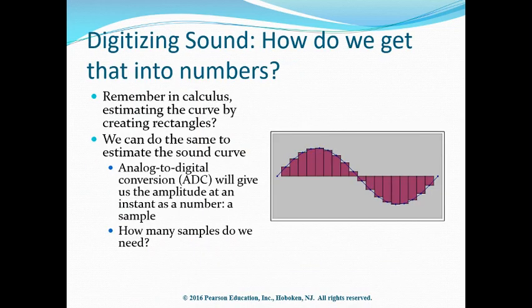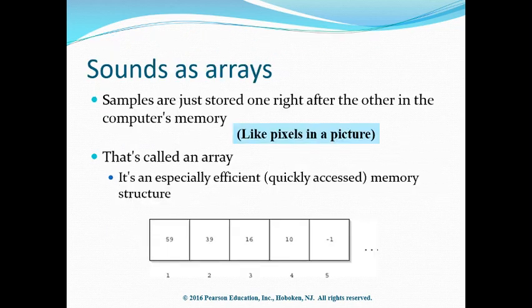So, digitizing sound. How do we get that into numbers? Remember in calculus, estimating the curve by creating angles? We do the same thing to estimate the sound curve. Analog to digital conversion will give us the amplitude at an instant as a number, a sample. How many samples do we need?